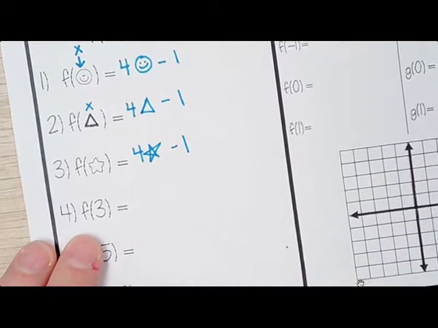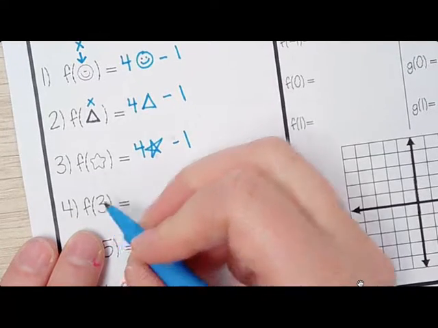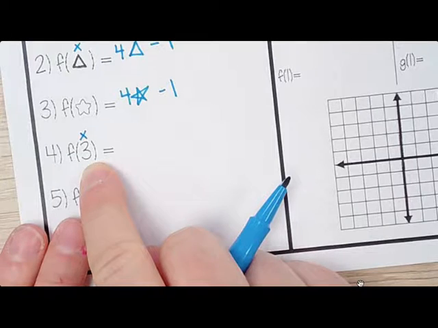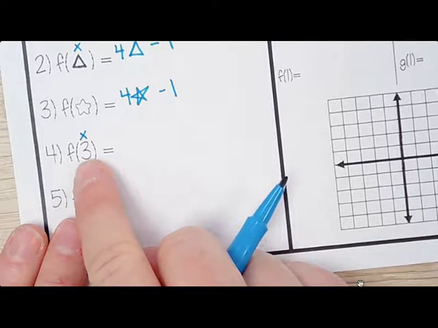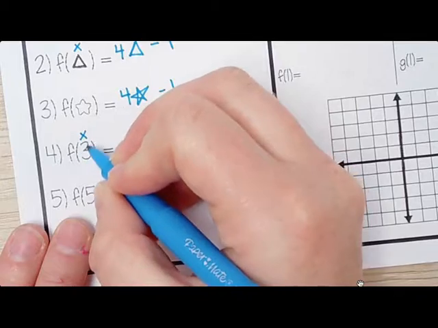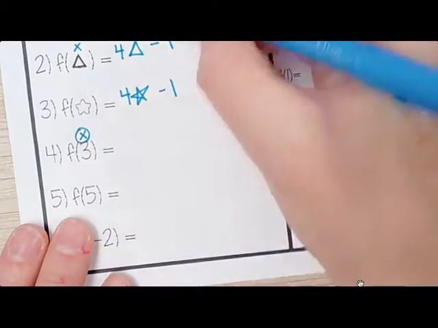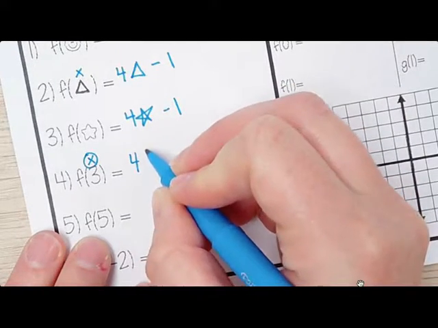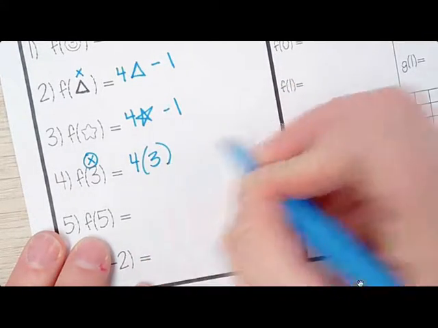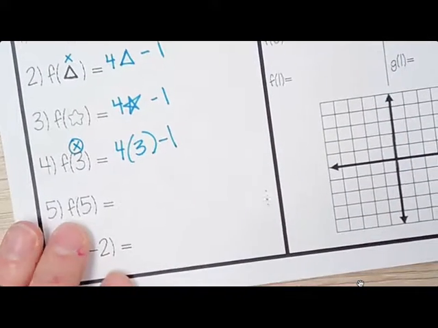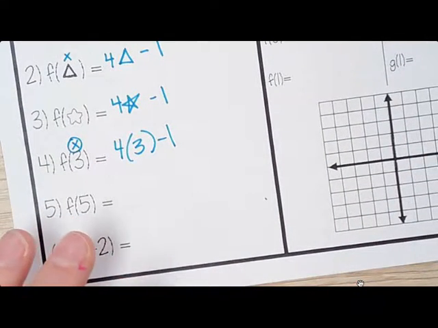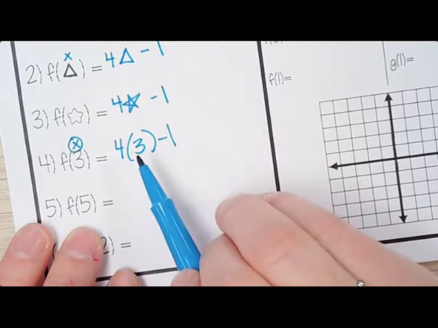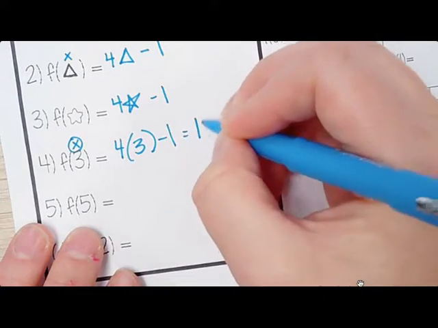So then number 4, we have a number this time. So we are going to input 3. Parentheses. So whatever's in the parentheses is going to be what you're going to input for the x value. So this will be 4 times, I'm going to put it in parentheses still, 3 minus 1. We can use our calculator if we need to, or we can do this in our head. 4 times 3 is 12. 12 minus 1 is 11.